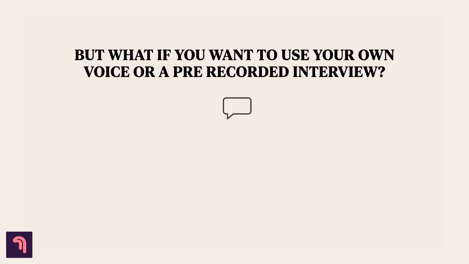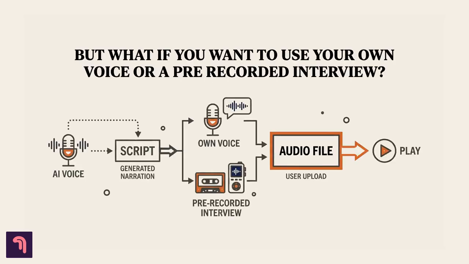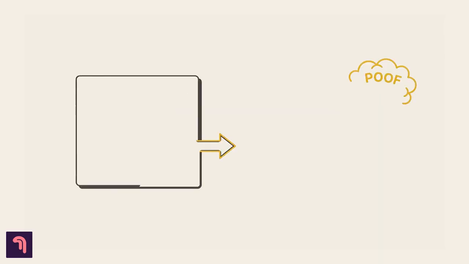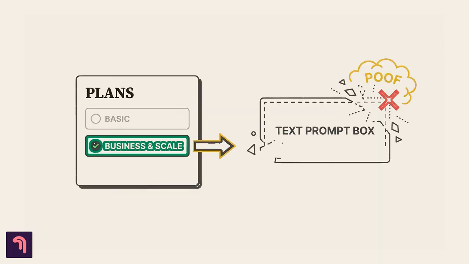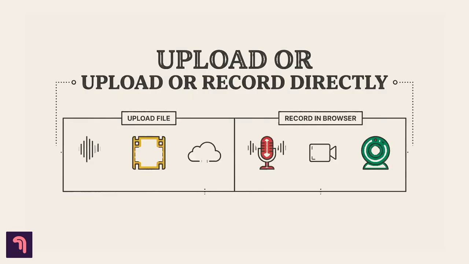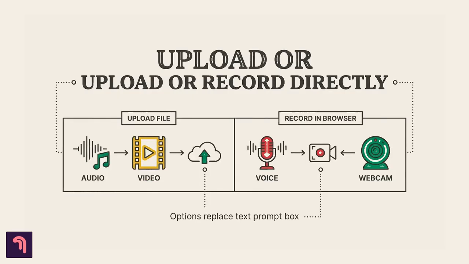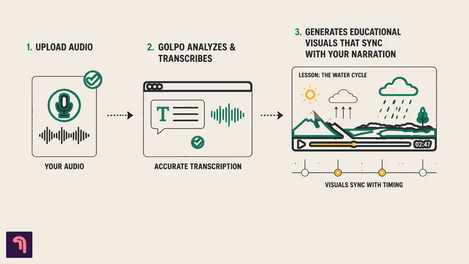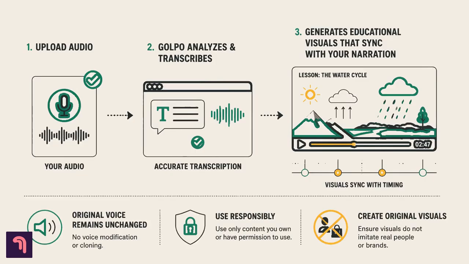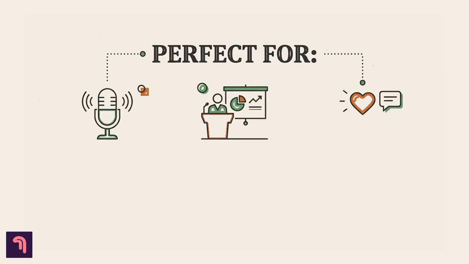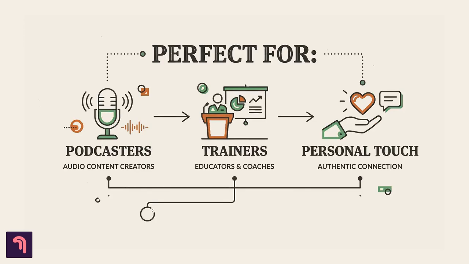But what if you want to use your own voice or a pre-recorded interview? That's when you flip the Own Narration switch on. This feature, available on the Business and Scale plans, makes the text prompt box disappear. In its place, you get options to upload an audio or video file, or even record your voice or webcam directly in the browser. Golpo will listen to your audio, transcribe it, and create perfectly synced visuals to match your narration beat for beat. Your voice remains exactly as you recorded it. It's perfect for podcasters, trainers, or anyone who wants that personal touch.